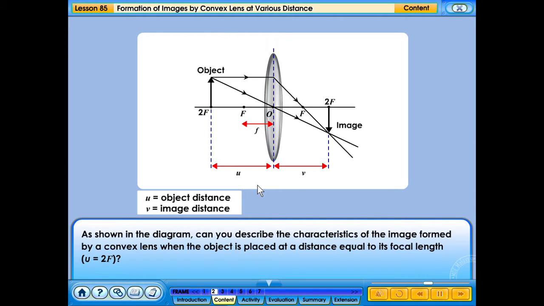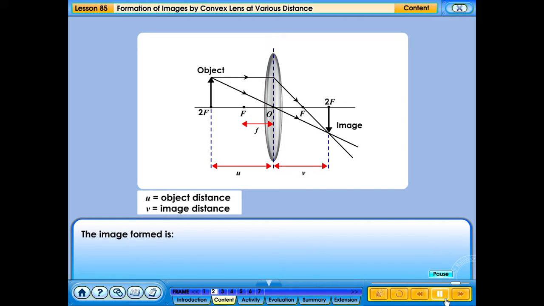As shown in the diagram, can you describe the characteristics of the image formed by a convex lens when the object is placed at a distance equal to twice its focal length? The image formed is real, inverted, same size as the object.